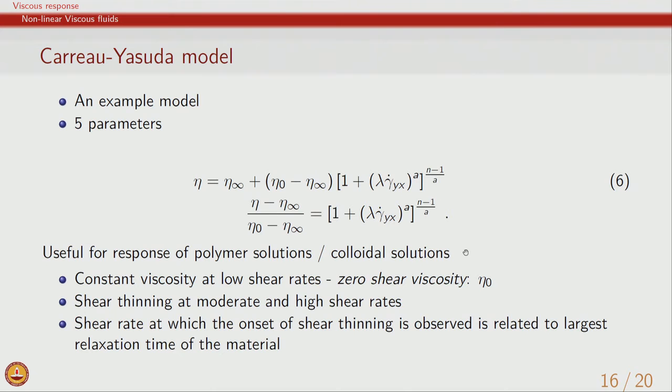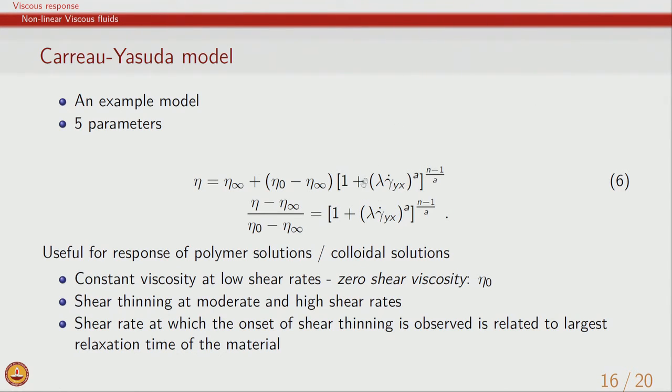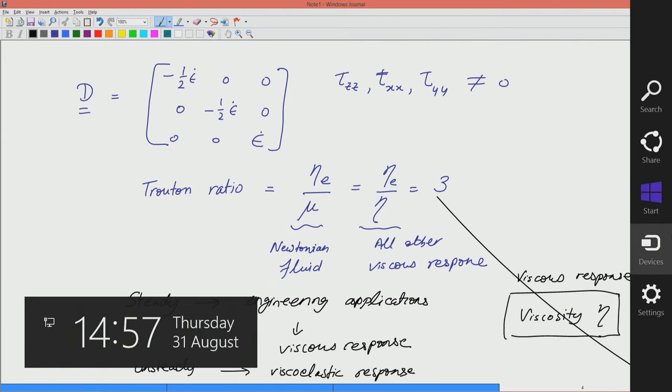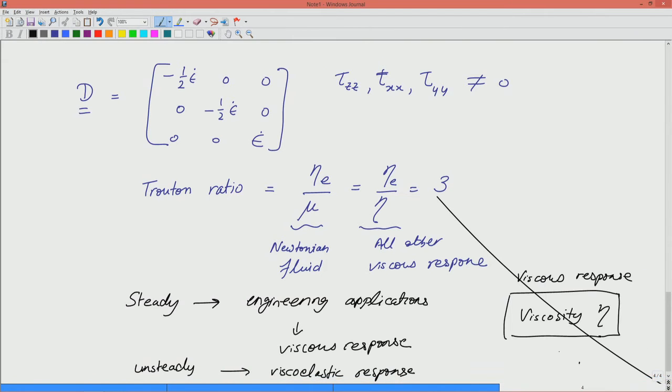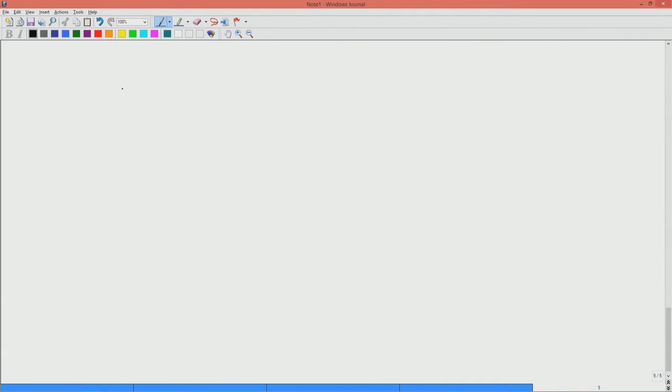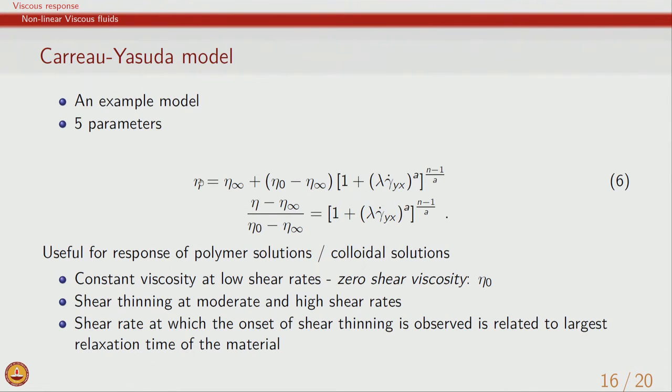So, now let us look at a simple model which can be used for describing the viscous response. As we said, stress is a complicated function of strain rate, and we have again denoted it for simple shear flow here, and gamma dot yx again implies that this is a simple shear flow, which we have stated quite a few times in our class so far. In simple shear flow, gamma dot yx is the only relevant strain rate available. So, for such a case we have viscosity as a function of 5 different parameters. We have eta 0 and eta infinity, and lambda, a and n are the 5 parameters.